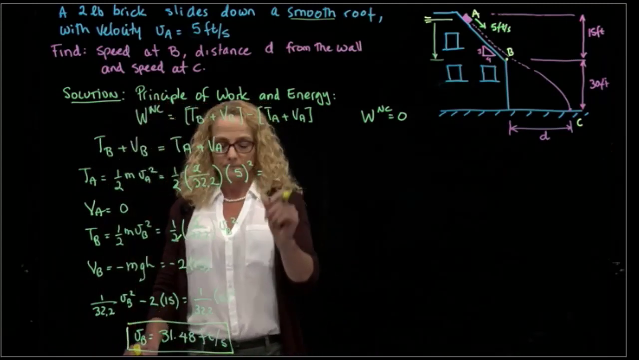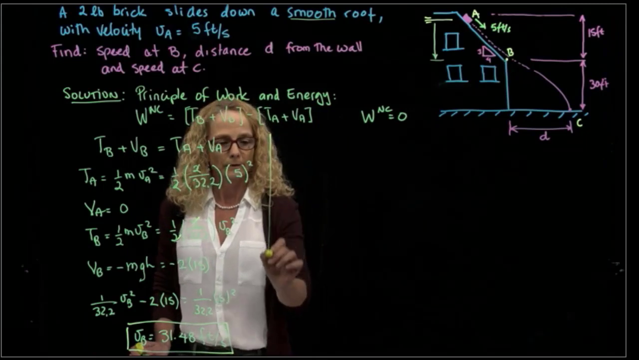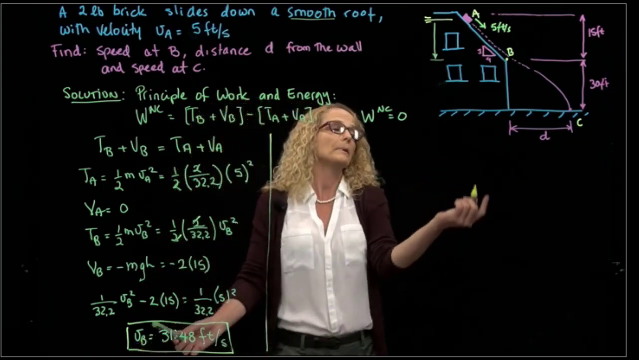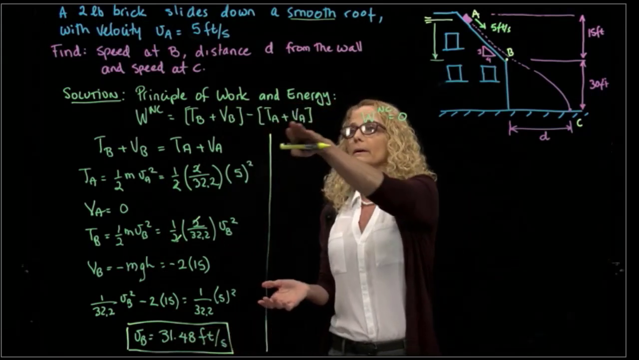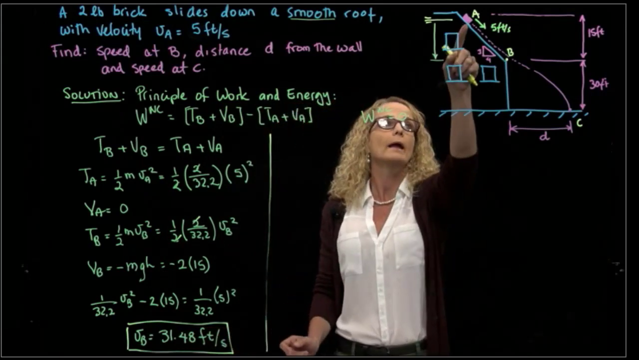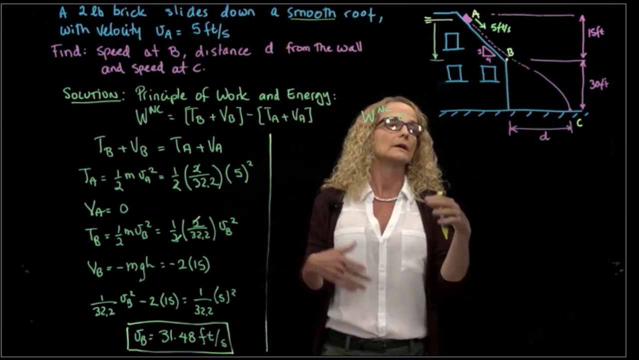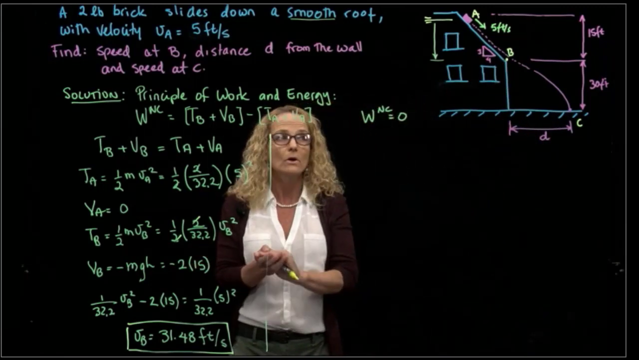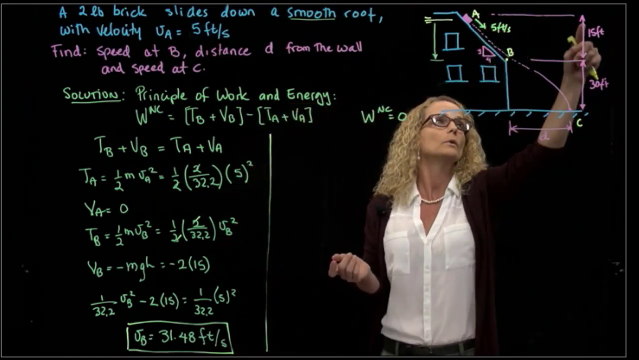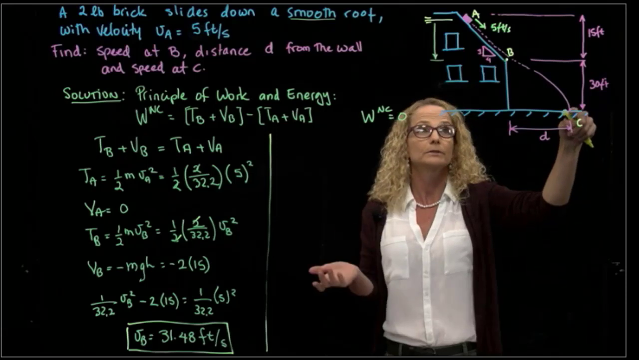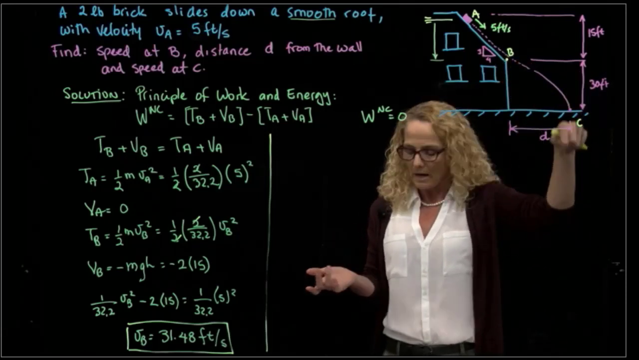To find velocity in C, we apply almost the same concept. We can apply the principle of work and energy from A to C or from B to C. That will give us the same result. We just need to know that if we use A to C, we lost that much energy in potential energy, and if we use the velocity in B, we will have to use this amount of energy.